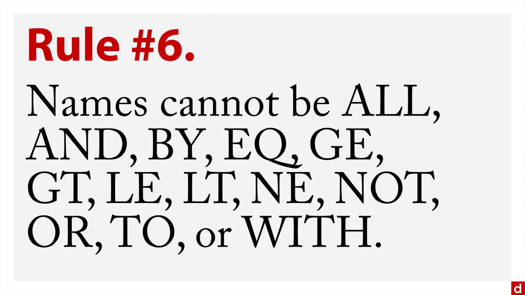And the last rule, rule number six, is the names cannot be any of these words: ALL, AND, BY, EQ, GE, GT, LE, LT, NE, NOT, OR, TO, or WITH, because those are all reserved function names within SPSS. So don't create that confusion. So those are the short names that go at the top of a variable. On the other hand, the label that you associate with that, you can give it a more descriptive name.